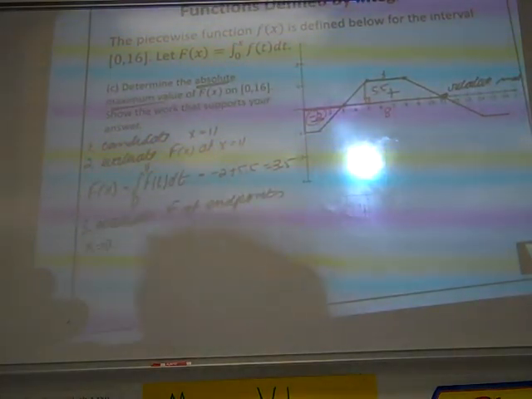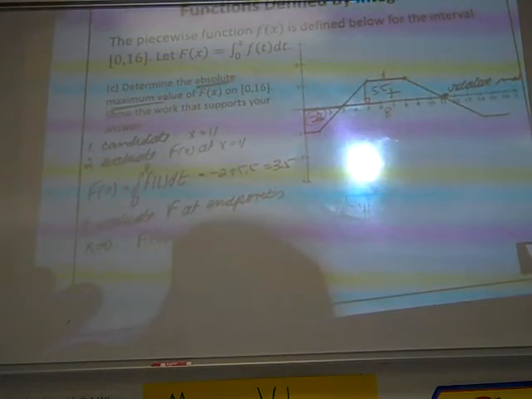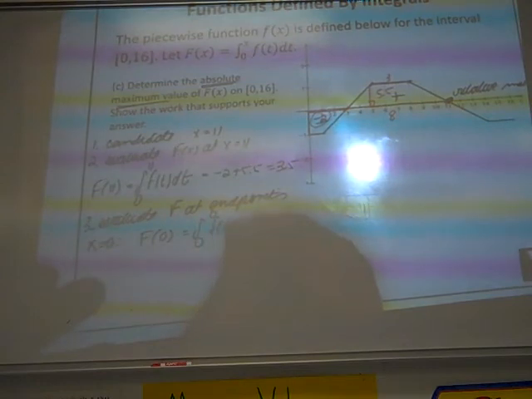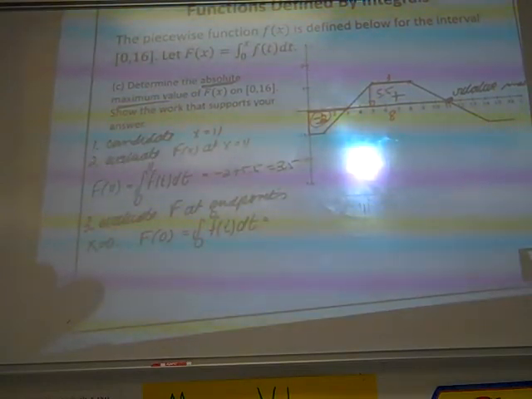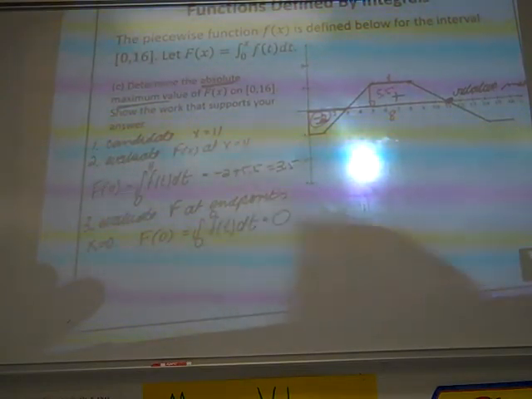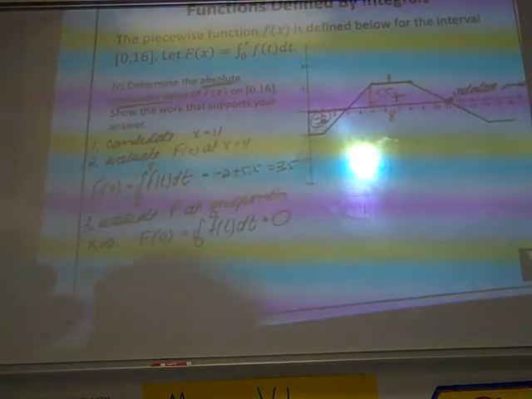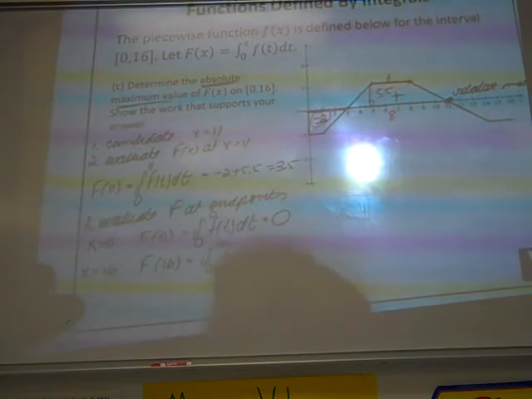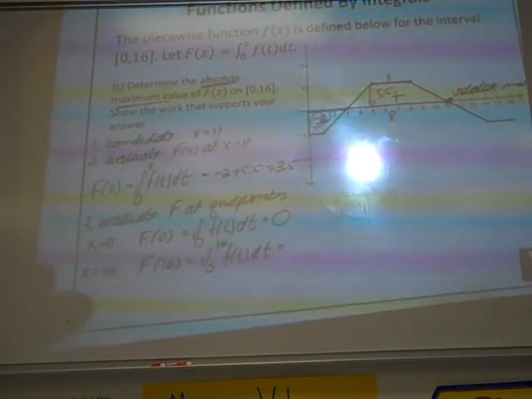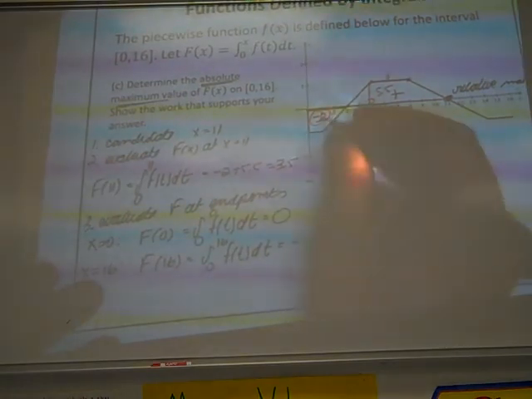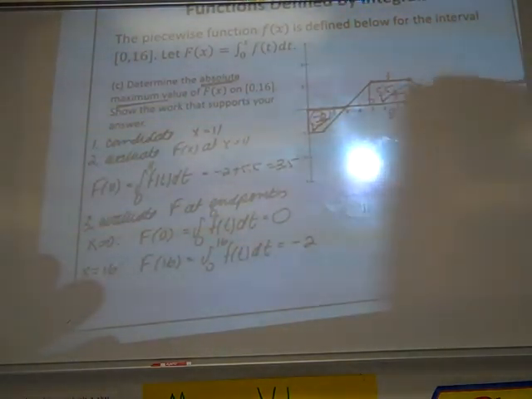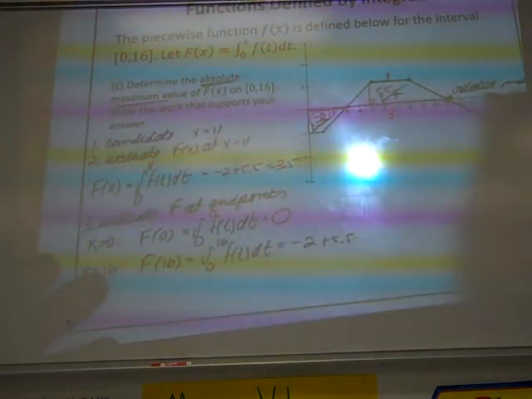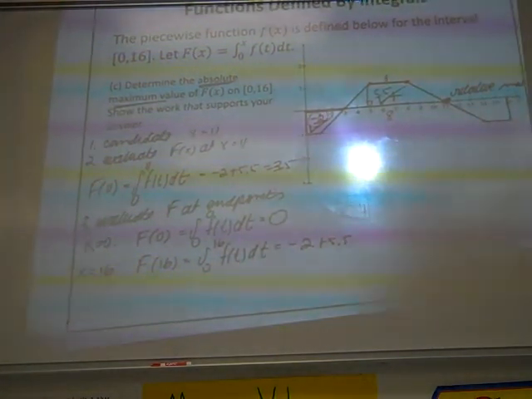Well, my first endpoint is 0. If I want to find big F of 0, I'm going to find the definite integral from 0 to 0 of f of t dt. How much area is there from 0 to 0? I have no area. At x equals 16, big F of 16 is your definite integral from 0 to 16, f of t dt. We've already decided that this area here is -2. This area here is positive 5.5. The only area left to find is from 11 to 16.